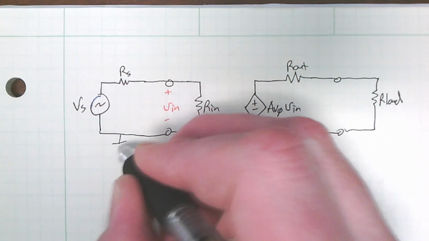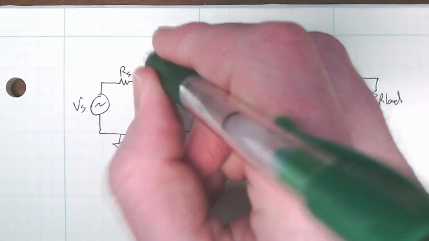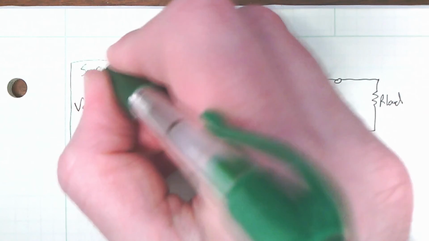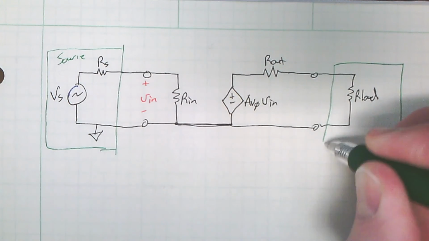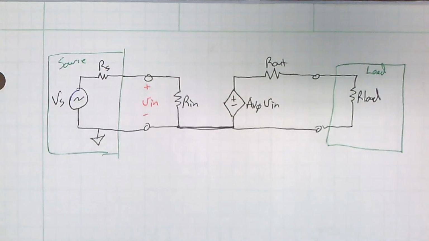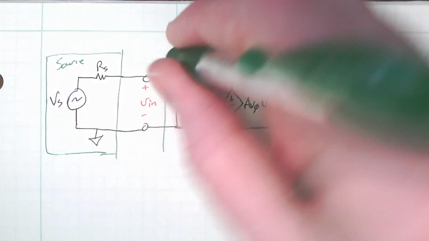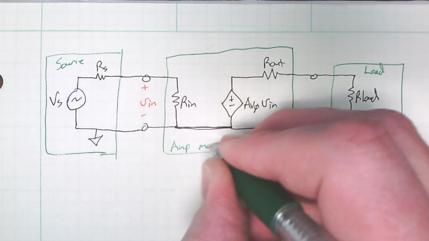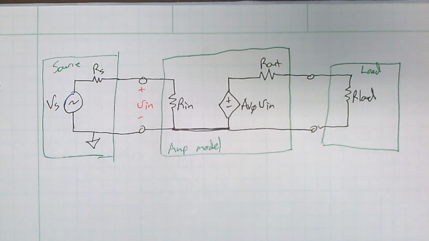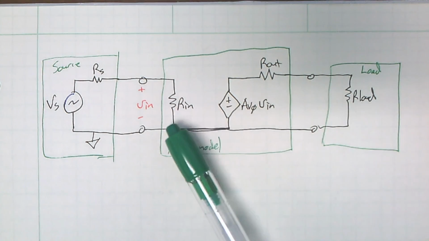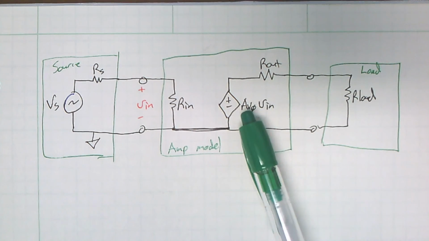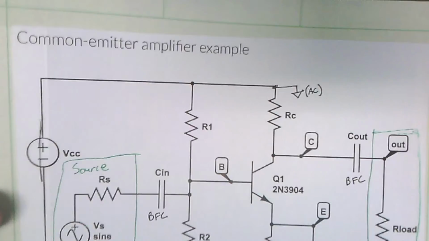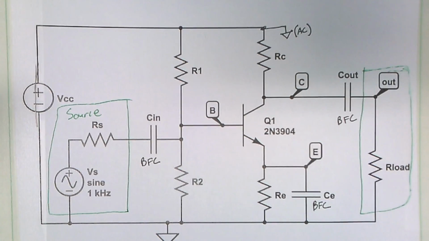What are we left with? Well, I'm going to point this out, keep pointing this out. This is a model of my source. This is a model of what I attach things to. Call it the load. And in between here, my amplifier. If I can find R in, R out, and AV0, Thevenin equivalents, then I can go ahead and write down, give the information that I need.